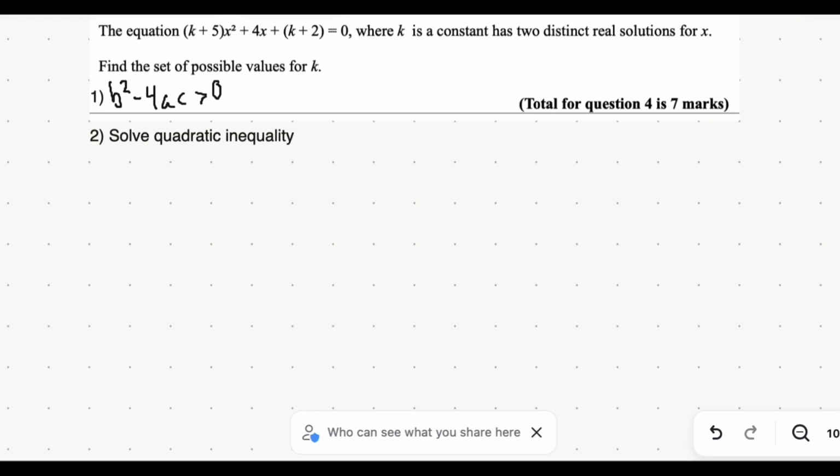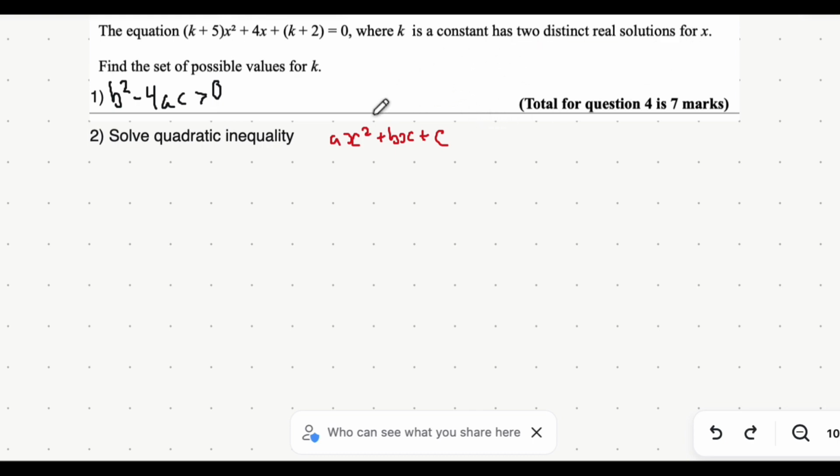This exam question is one of the more difficult questions that uses the discriminant. It gives you an equation in the form of a quadratic, which is in the form ax squared plus bx plus c, where a is the term before x squared, b is the term before x, and c is the constant at the end. In this case, a is k plus 5, b is 4, and c is k plus 2. And it tells you that it has two distinct solutions of x.